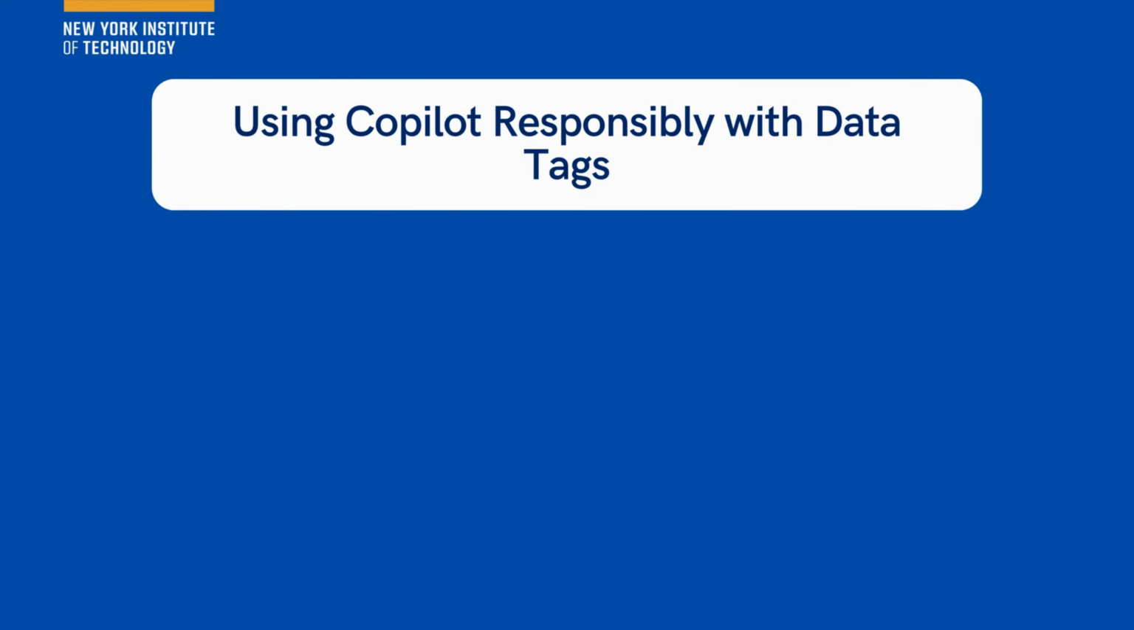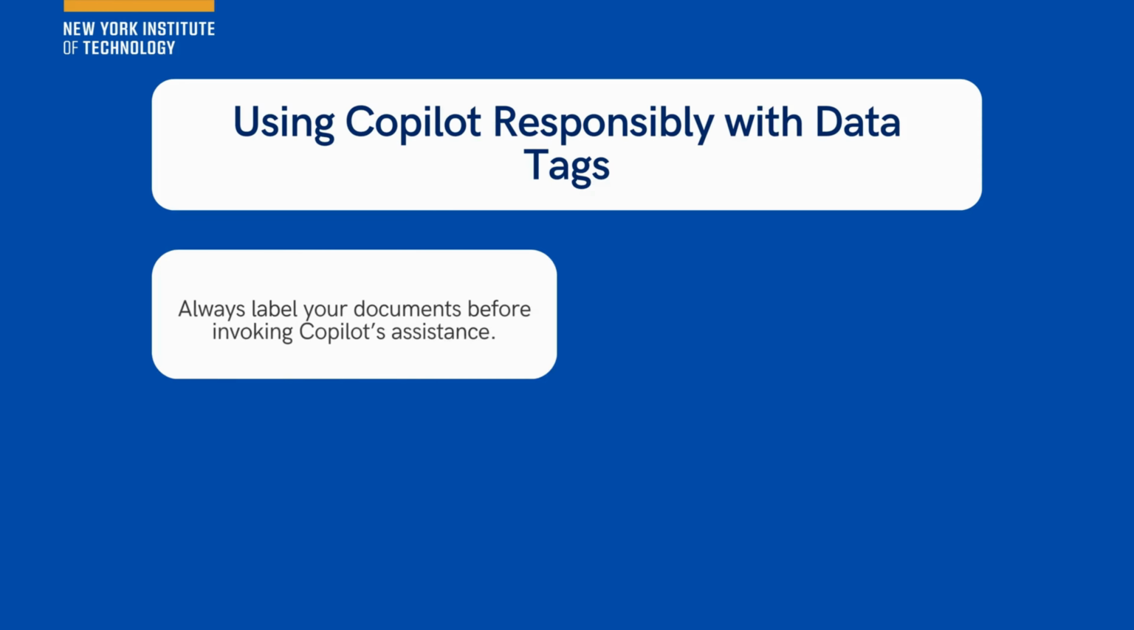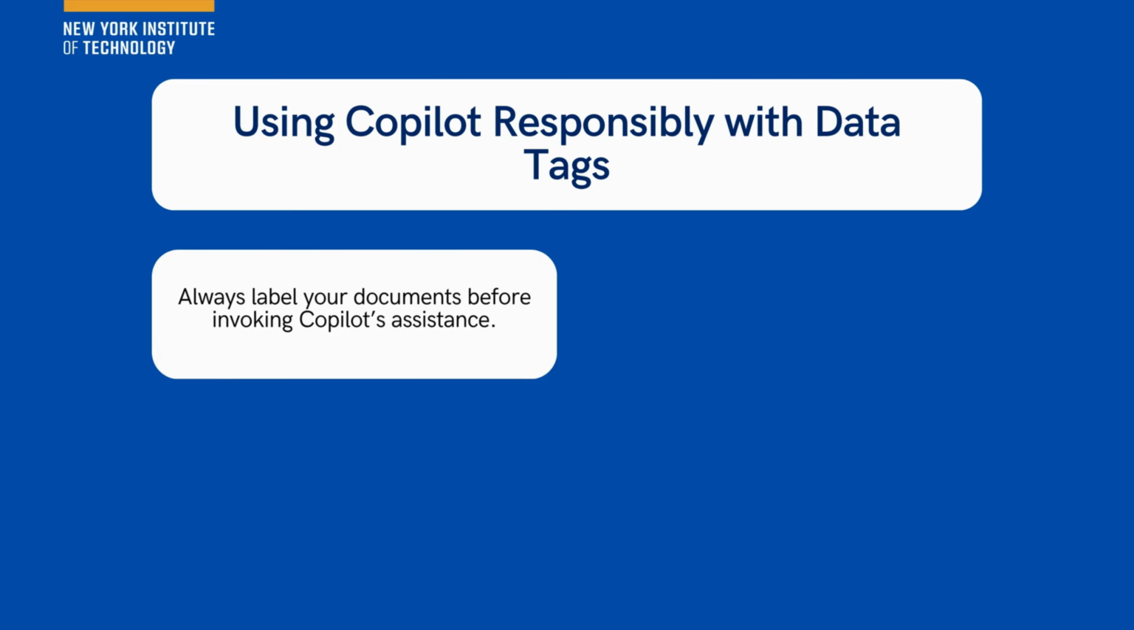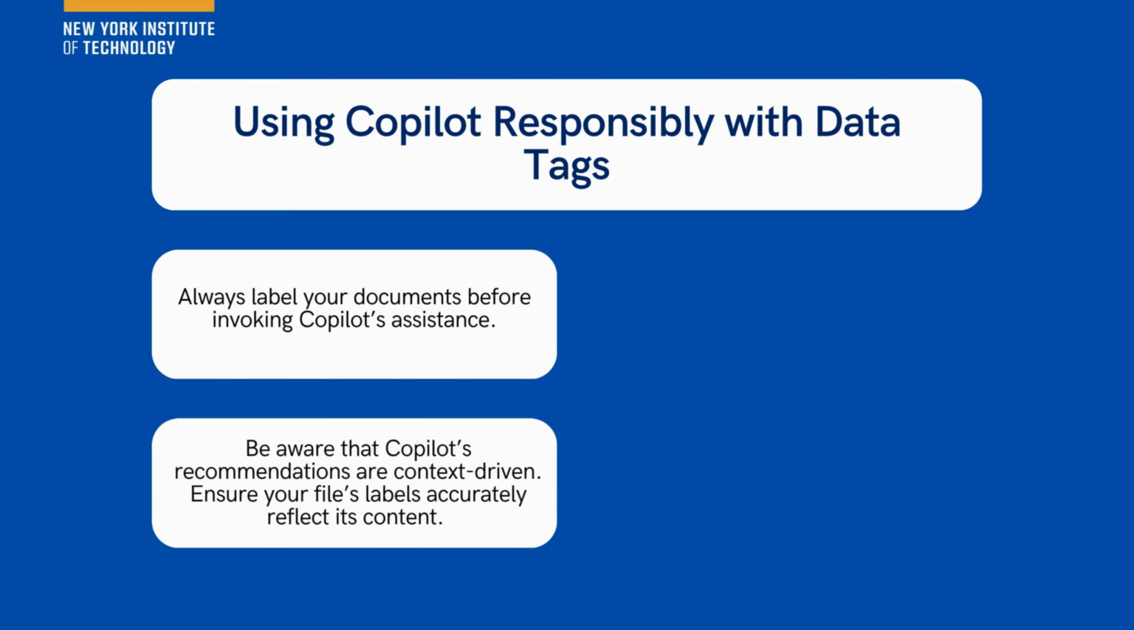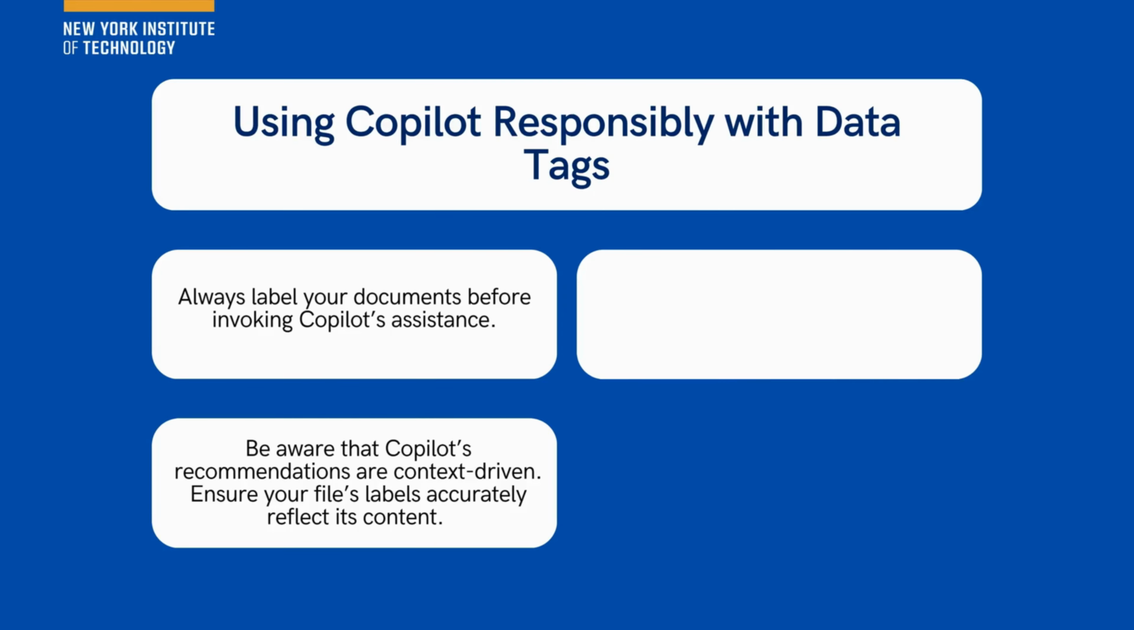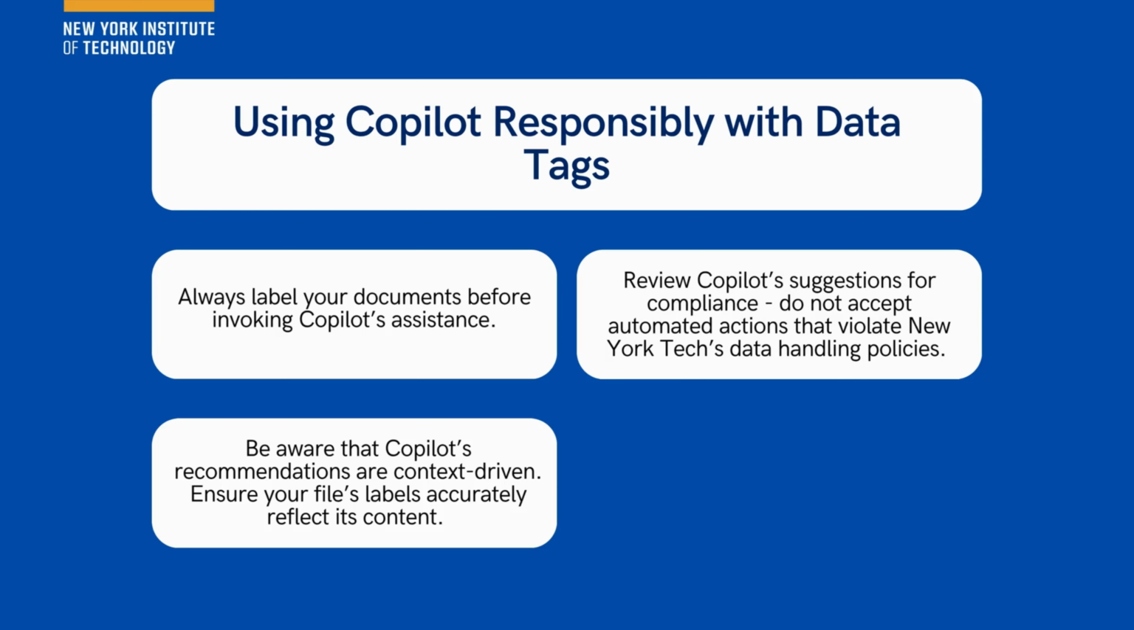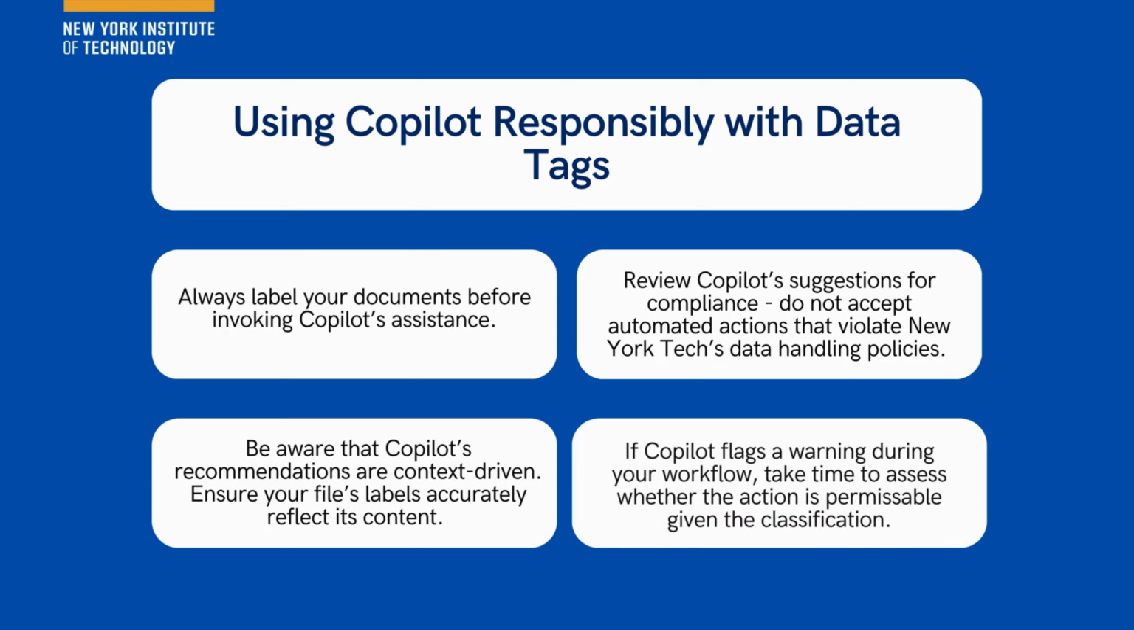Some best practices for using Copilot responsibly with sensitivity labels are: always label your documents before invoking Copilot's assistance. Be aware that Copilot's recommendations are context-driven. Ensure your file's labels accurately reflect its content. Review Copilot's suggestions for compliance. Do not accept automated actions that violate New York Tech's data handling policies. If Copilot flags a warning during your workflow, take time to assess whether the action is permissible given the classification.